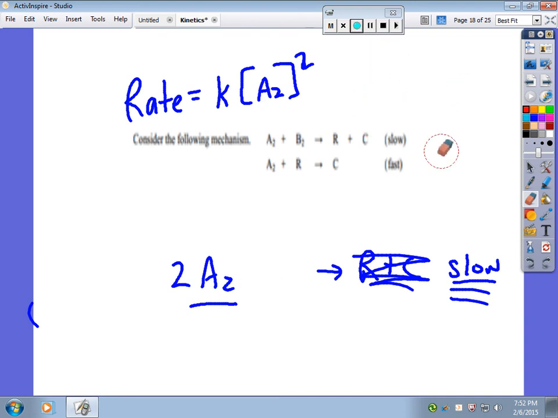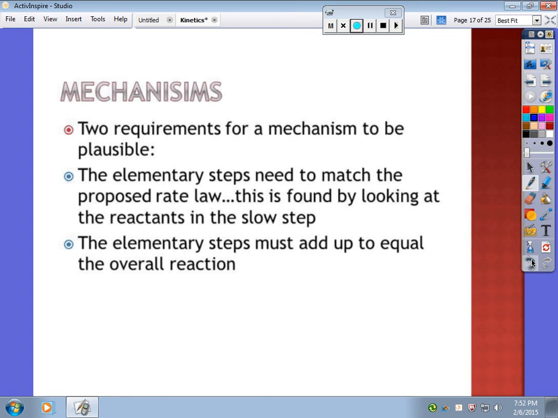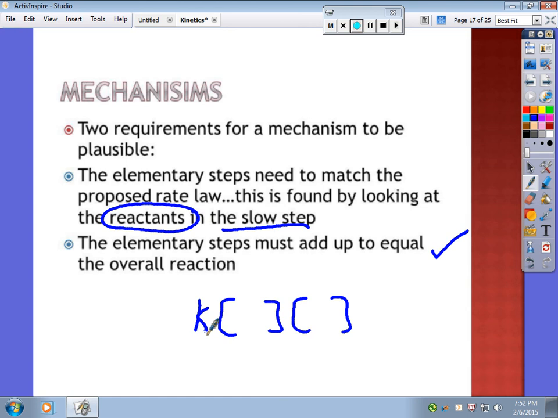Okay, so what are the two things that make a mechanism plausible? The elementary steps add up to equal the overall balanced equation, and I typically give that to you. And the slow step, you look at the reactants, and those reactants go right here in the rate law. Whatever the coefficients are in front of them, you put as exponents up top.